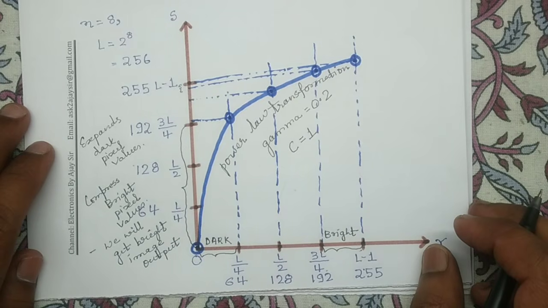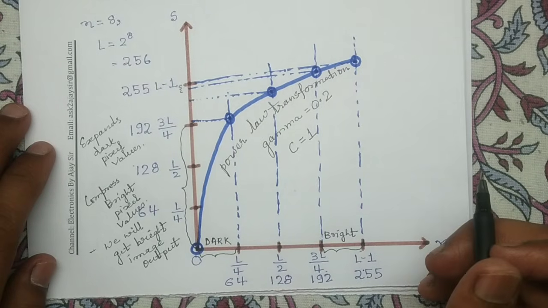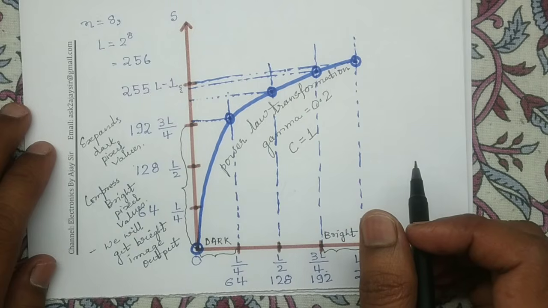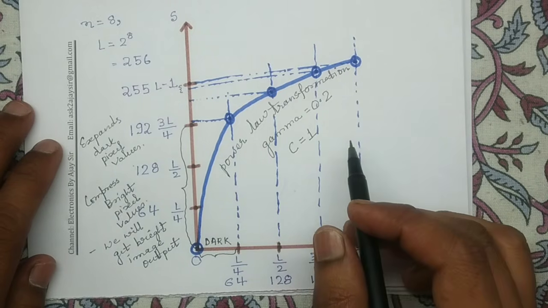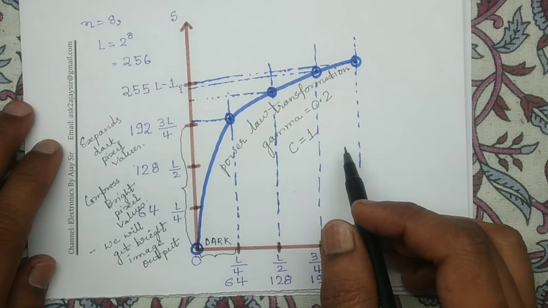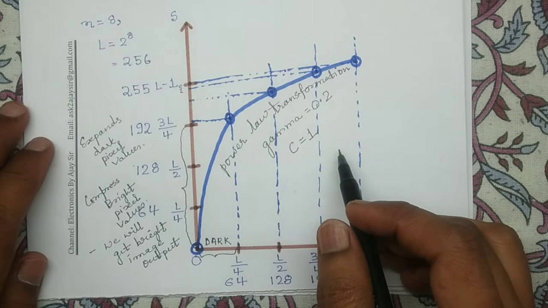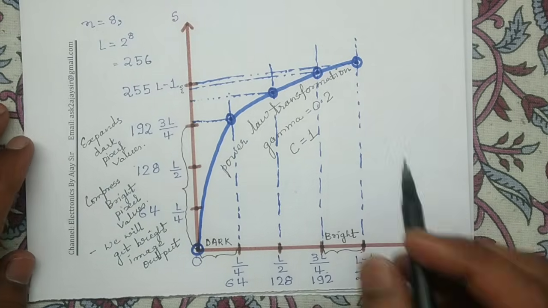It means when we perform the power law transformation on any digital input image, considering gamma values less than 1, and here we have taken gamma equals 0.2, the corresponding value of C that we obtained was 1. In the output, we will get a bright image output.